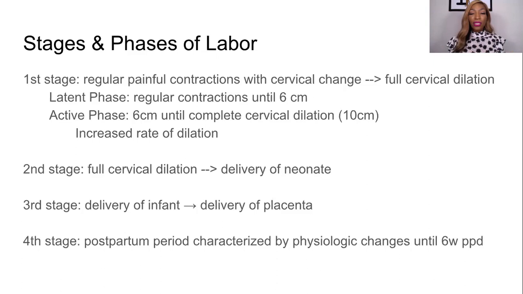The fourth stage of labor is during the postpartum period. So the infant is delivered, the placenta is delivered, and now you're in that stage that the woman is recovering. And this takes up to 6 weeks postpartum. And the way I explain it to my patients is, once you deliver, all the pregnancy hormones are not just evaporated. You are physiologically pregnant until 6 weeks postpartum.